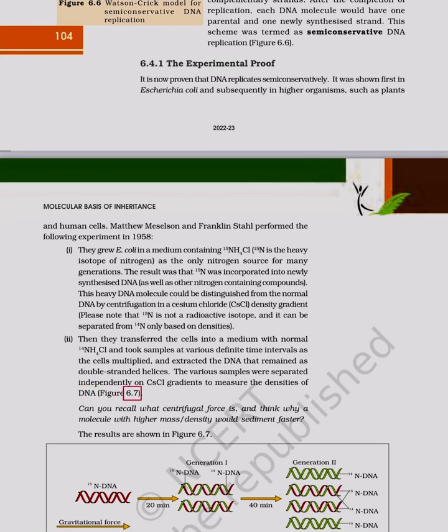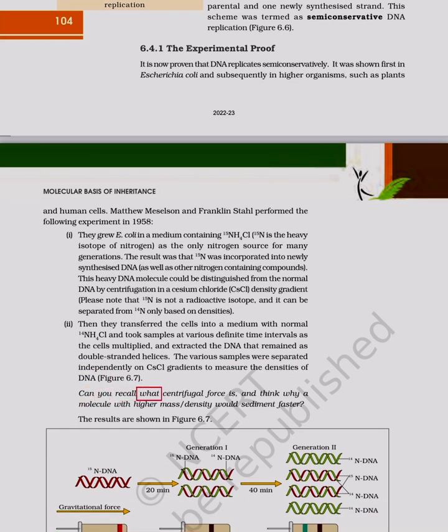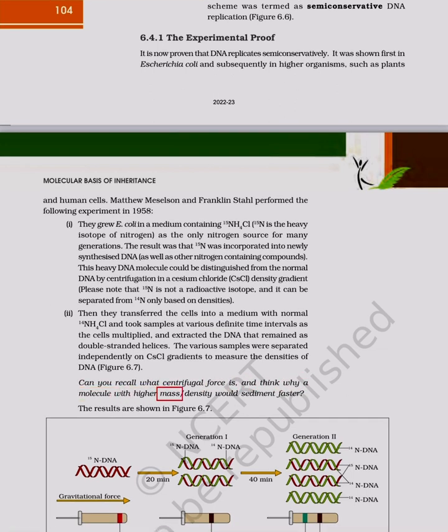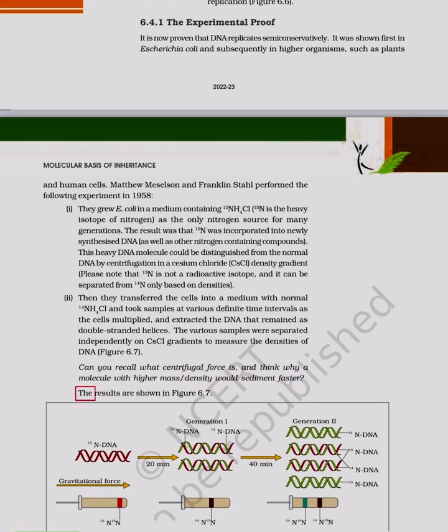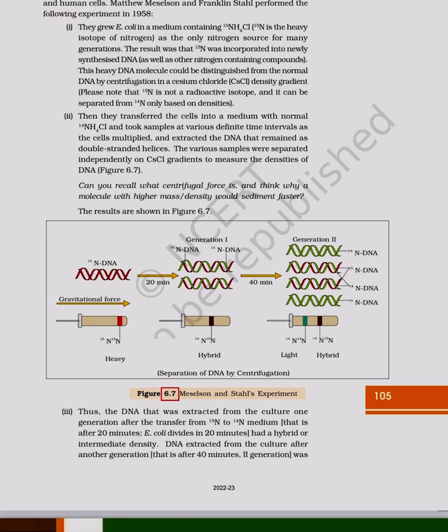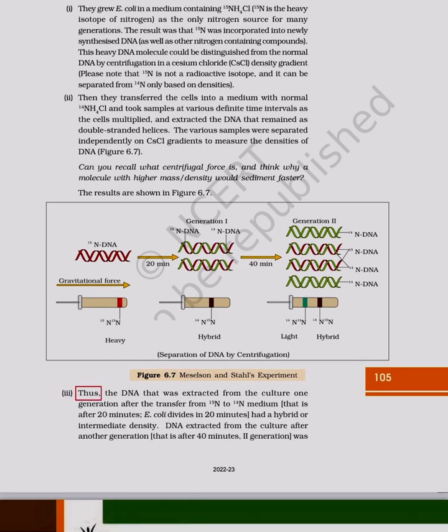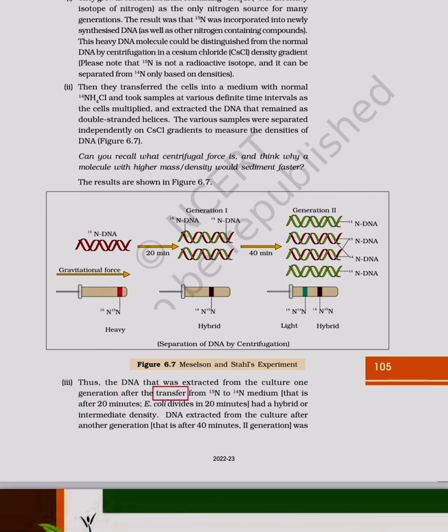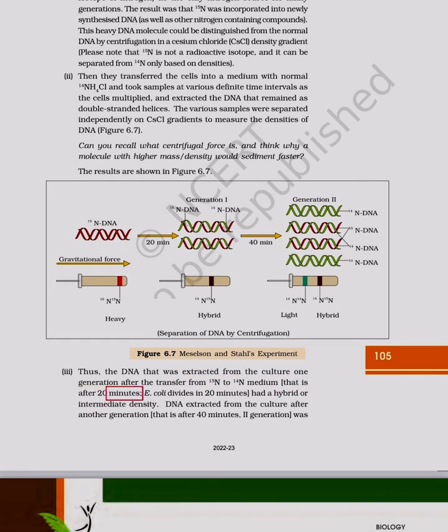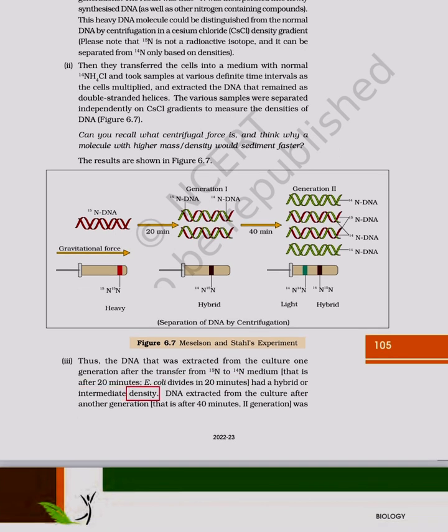Can you recall what centrifugal force is, and think why a molecule with higher mass density would sediment faster? The results are shown in Figure 6.7, Meselson and Stahl's experiment. Thus, the DNA that was extracted from the culture one generation after the transfer from 15N to 14N medium, that is after 20 minutes, E. coli divides in 20 minutes, had a hybrid or intermediate density.